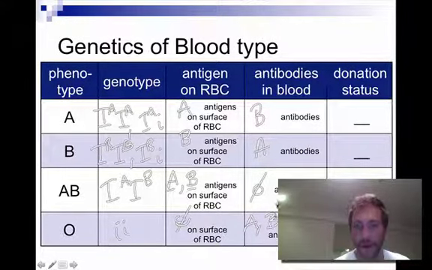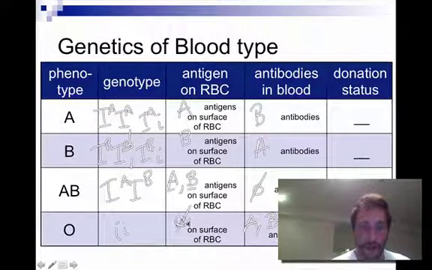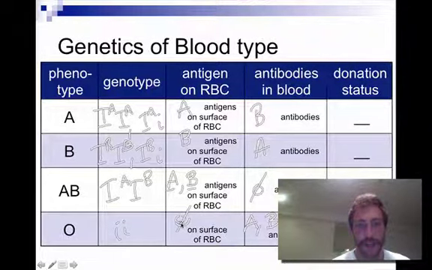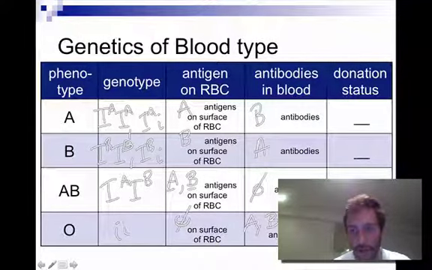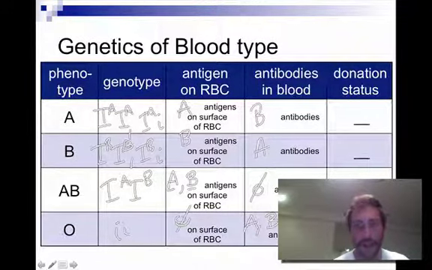So now this has some implications for donation. The red blood cell from the type O with nothing on the surface, we can put that in anyone's blood because there's nothing for any antibodies to attach to. So this is what we would call the universal donor, because type O blood can go in anybody and no antibodies can stick to it.